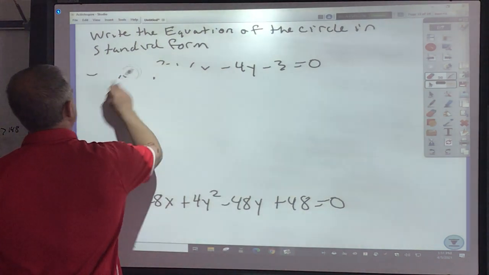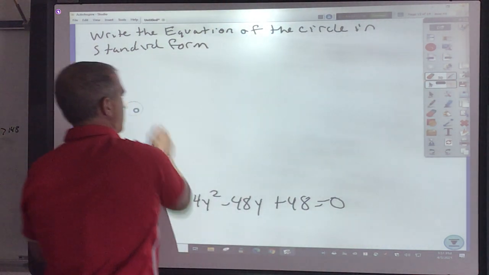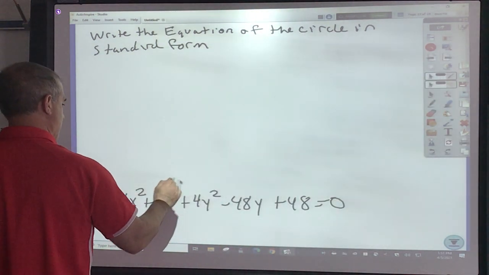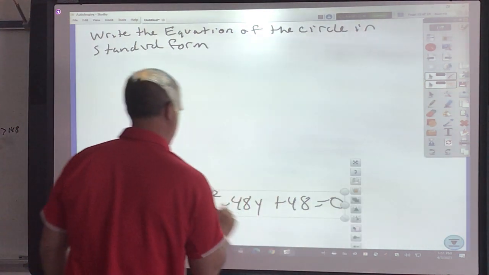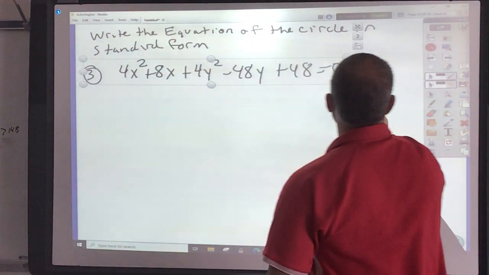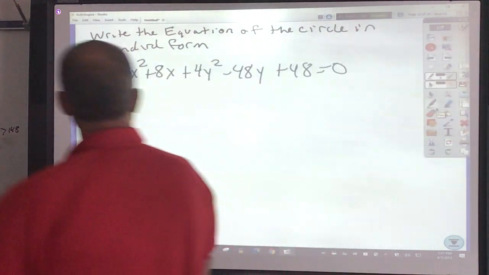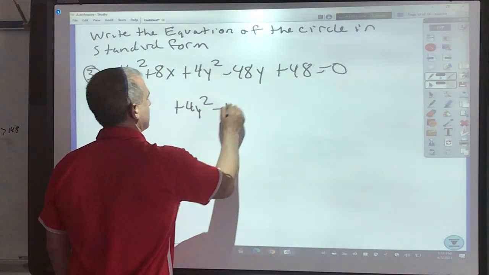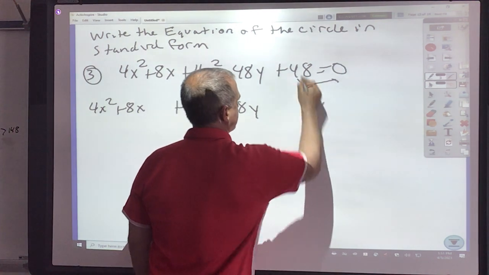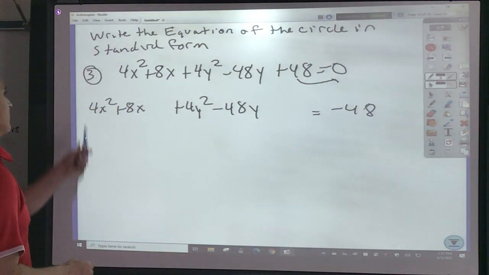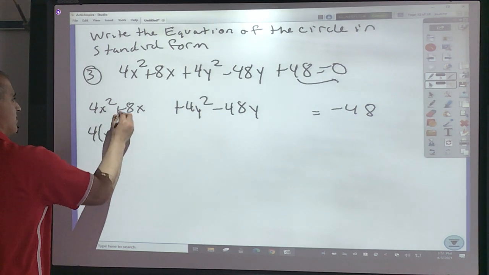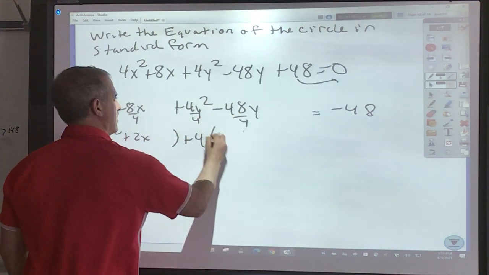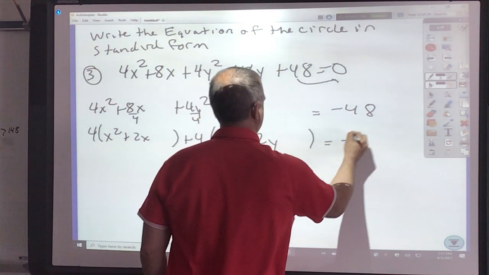All right, let's get rid of this. Let's see, can I move this? I can, great. Okay, so what I want to do, group the x's, group the y's. If it's positive, move this number. Positive 48 becomes negative, okay? So I got a situation where I got this 4 here, I'm going to take that out. That would be 2x. Take out this 4, that is minus 12y, negative 48.